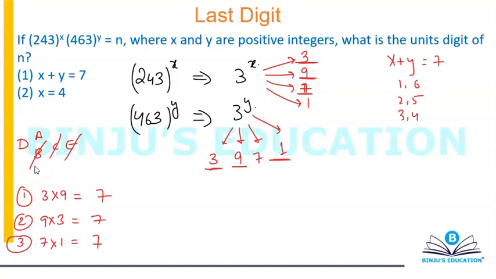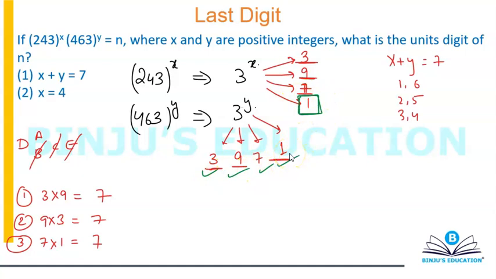Okay, now B says x is equal to 4. Now if x is equal to 4, do we know the value of y? No, we don't know that. If x is equal to 4, then the unit digit of 243 to the power x will always be equal to 1. But in this case, we still have 4 possibilities.